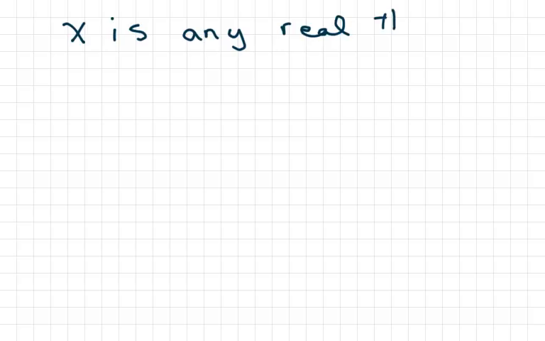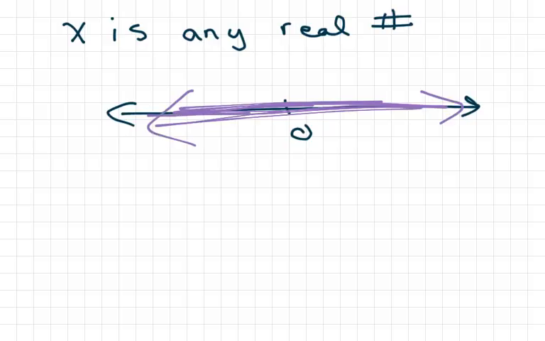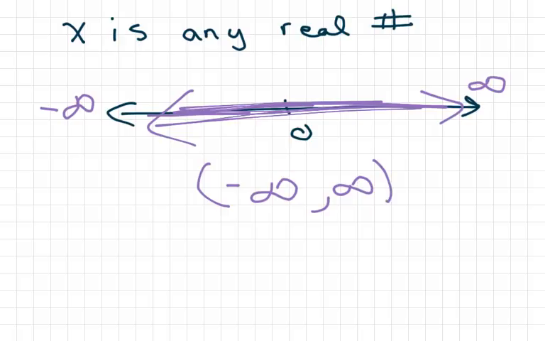Let's talk about x as any real number. X is any real number. And I'm going to draw that. That means it can be anything. I'm going to put my 0 here, but it's all of this. So just draw the whole thing, put an arrow here. So that's negative infinity to infinity. So your interval notation is just negative infinity to infinity. Alright? Let's do another one.